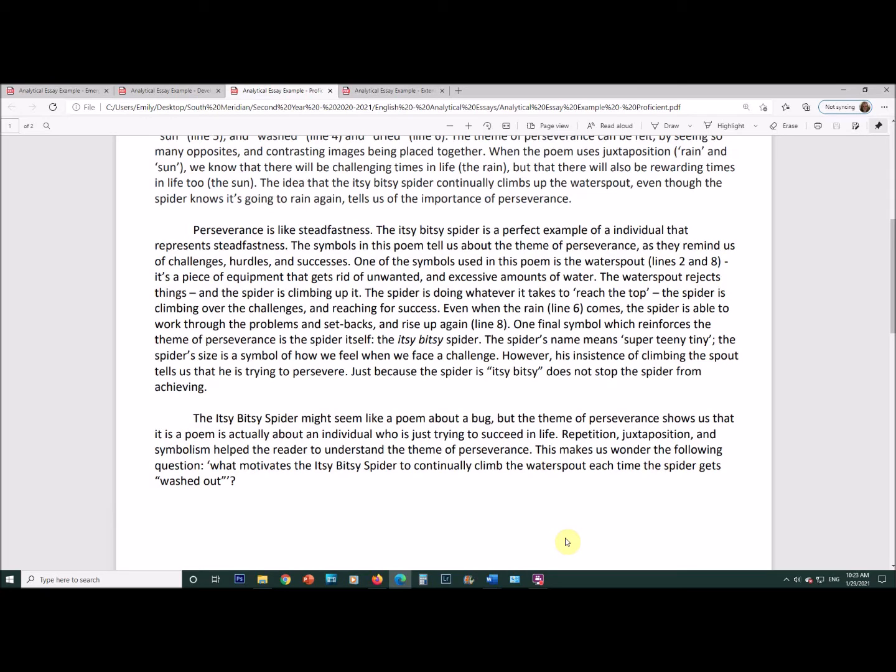Repetition, juxtaposition, and symbolism help the reader to understand the theme of perseverance. This makes us wonder the following question: what motivates the itsy bitsy spider to continually climb the water spout each time the spider gets washed out?